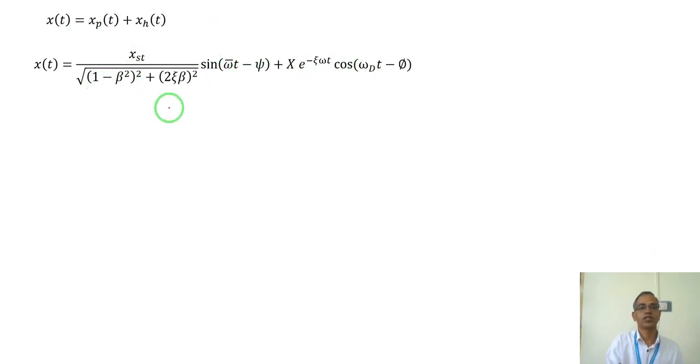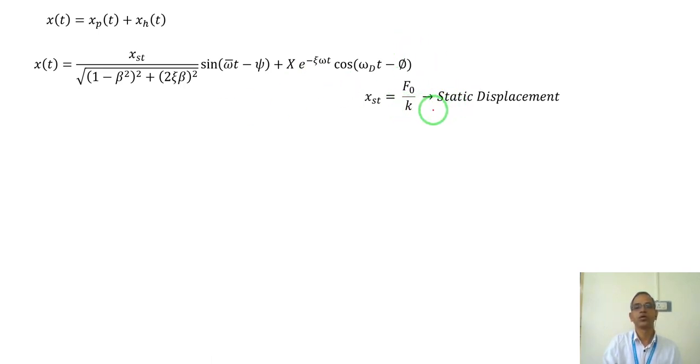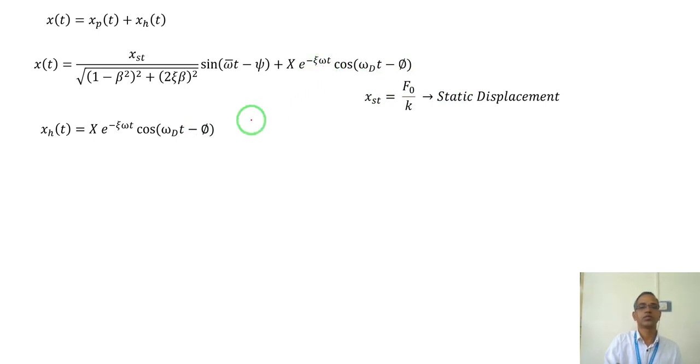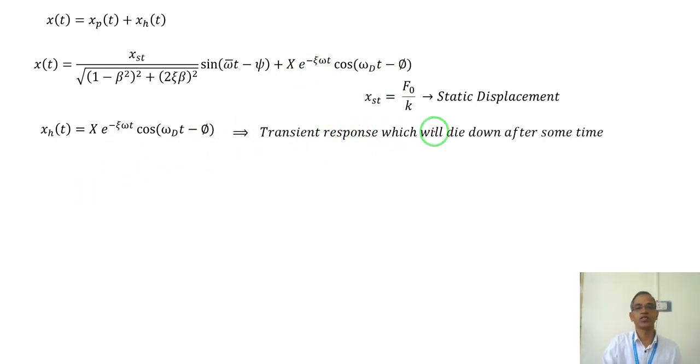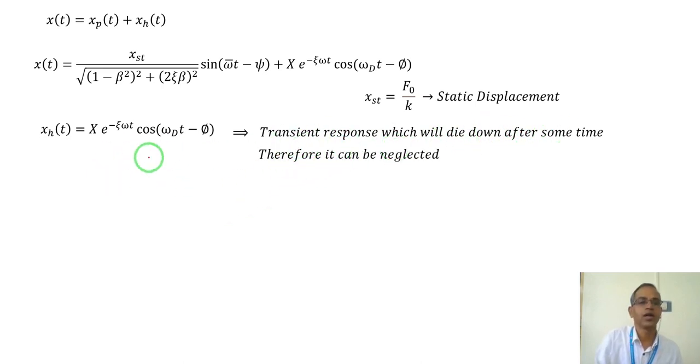Now I have a steady state response. To get the transient response, I need to give initial conditions to get the amplitude and phase angle. But we know that this is not very important when it comes to damped forced vibration. Anyway, we can use the initial conditions. It will die down after some time, therefore it can be neglected.